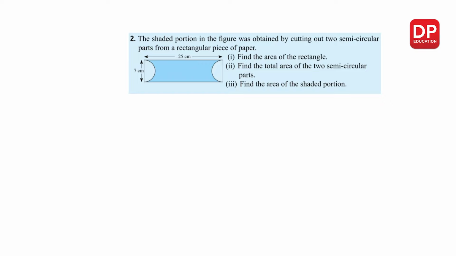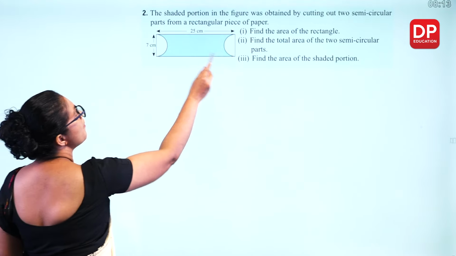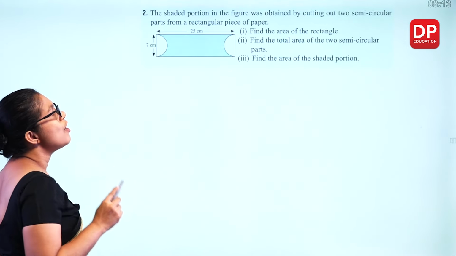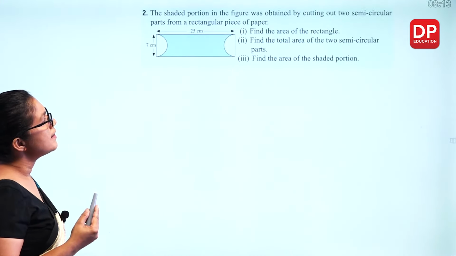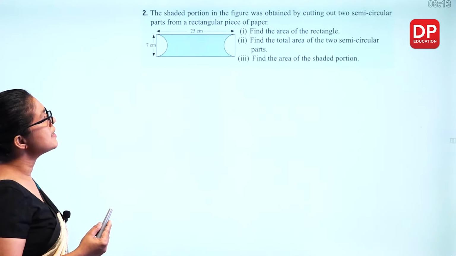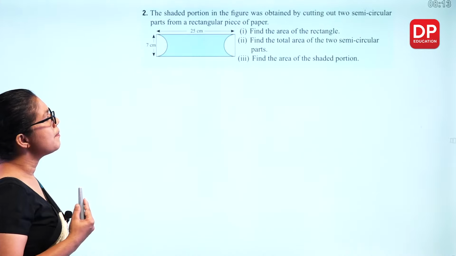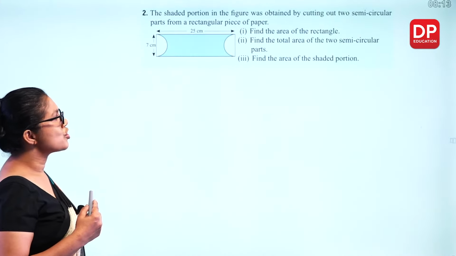Now we'll look at question number 2. So in this one, the shaded portion in the figure was obtained by cutting out two semicircular parts from a rectangular piece of paper. Find the area of the rectangle and then find the total area of the two semicircle parts, and the third part, find the area of the shaded portion.